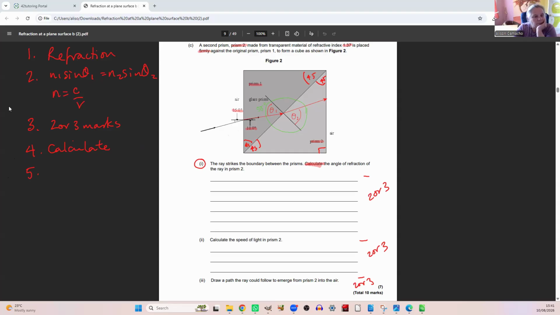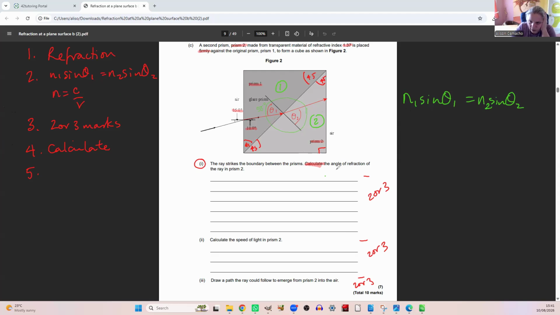So now, which equation are we going to use to calculate the angle of refraction? We've only got two equations. Which one are we going to use? Yep, we're going to use Snell's law. So we're going to do n1 sine theta 1 equals n2 sine theta 2. So this is theta 1 because this is material 1, and this is material 2. So n1 is in material 1.